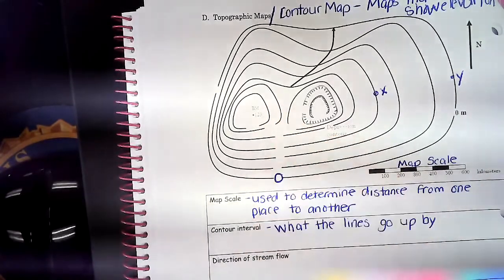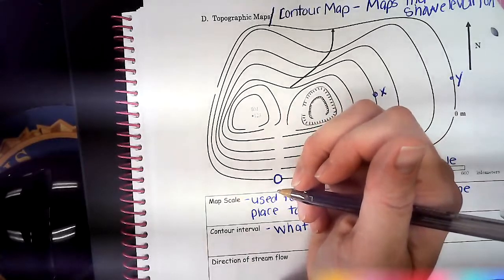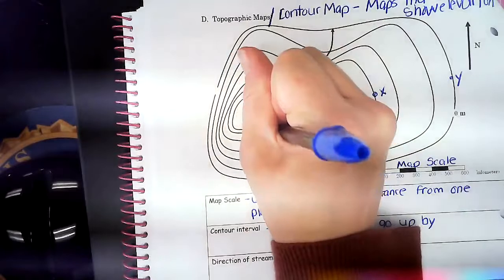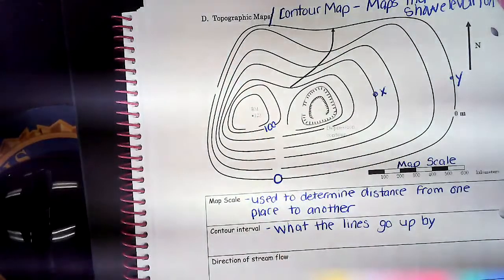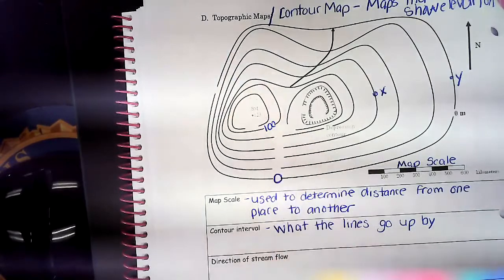What if this outside one was labeled 0? And what if, hang on, let me double check. I'm trying to do this from memory. What if this line right here was labeled 100? So that this first one in here. So what if they labeled just those parts, 0 and 100? How do you figure out what the rest of the lines are going up by? Okay, Cole knows how to do the math. He is correct. He will get the right answer.